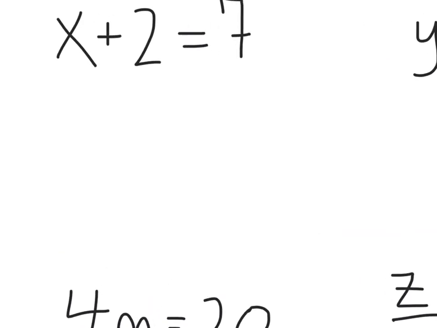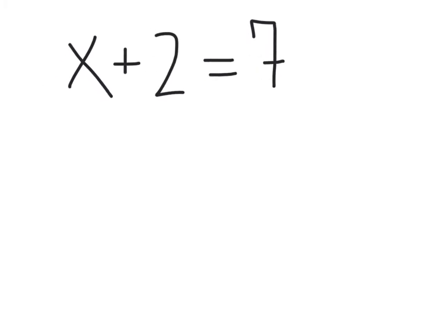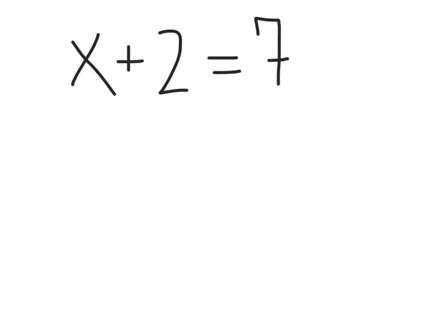Let's start right over here at x plus 2 equals 7. First off, what is happening to our variable? Right now, we have plus 2. What is the inverse operation? What is the opposite of that plus 2? Well, it's minus 2. Now we need to apply that to both sides of the equal sign to maintain balance.